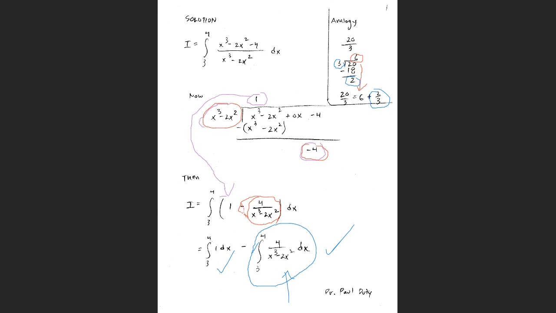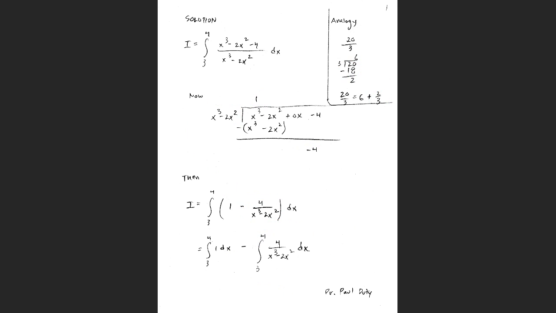Okay, so let me do this. Okay, so let's focus here. Now don't write this down, if I let u equal x cubed minus 2x squared, then du is going to equal 3x squared minus 4x dx, right?